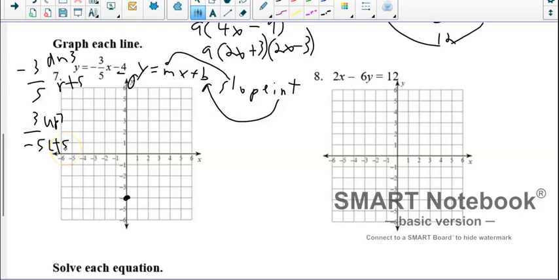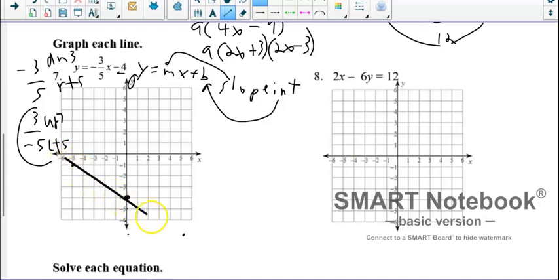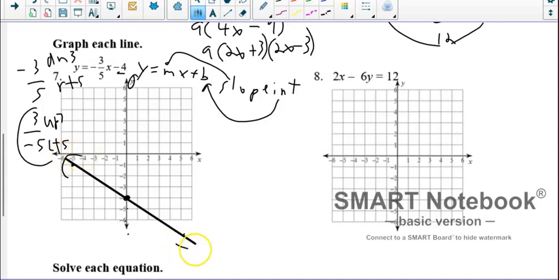Either way. Notice I really on this one technically can't go down 3, because if I do 1, 2, 3, I'm down here off the grid. Now I can get a general idea and go 1, 2, 3, 4, 5, and it's going to be somewhere around here, but it's not completely accurate. So instead, I'm going to choose to use this one and go up 3, 1, 2, 3, and left 1, 2, 3, 4, 5. Now you can see that pretty much lines up. Pretty accurate guess. And there's my line.